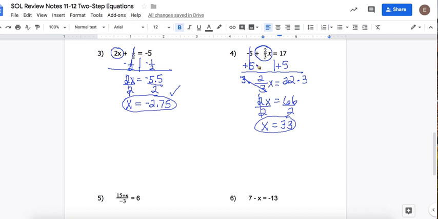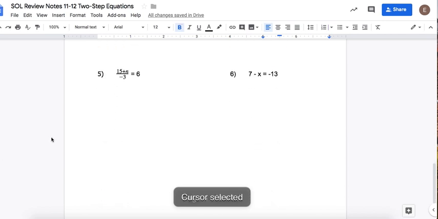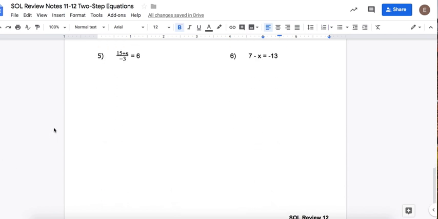All right, now let's double check. So in our calculator, we would type in negative 5 plus 2 divided by 3 times 33 and hit equals. And of course, we get 17. So my answer of 33 does in fact check. Okay, we've got 2 more examples, 5 and 6, and these are special cases. So we have to do something a little bit different with these 2.